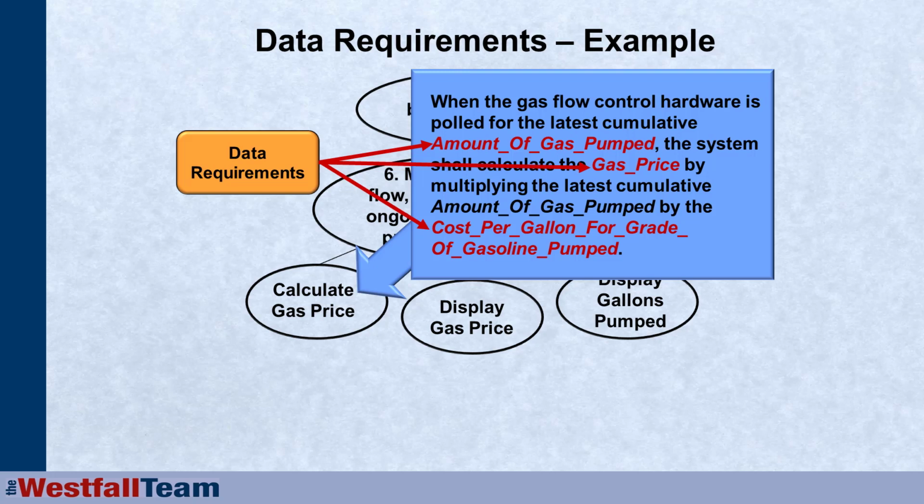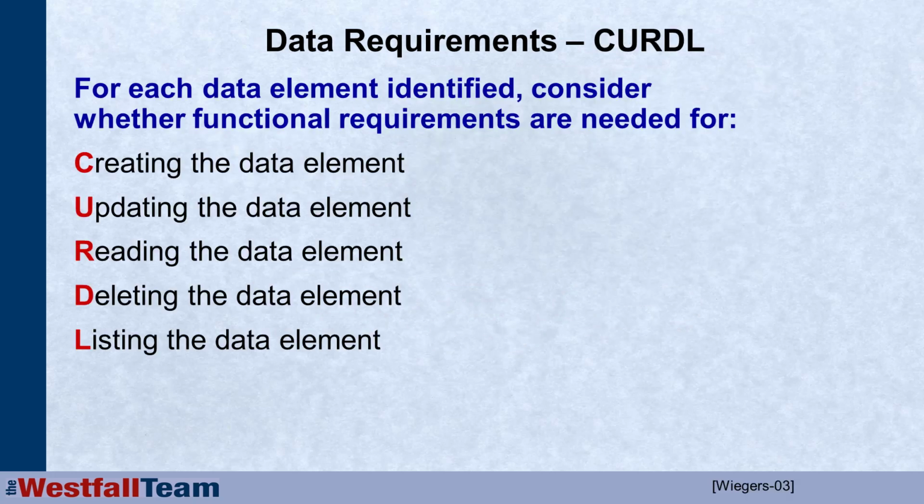So when I look at these nouns, I go and ask myself, do I need to have functional requirements around creating, updating, reading, deleting, and listing these? I use the CURDL acronym here. And what this is helping me do is look for completeness in my requirements. Have I missed anything? Because going through those use cases, I might not have use cases, for example, for creating a new gas price.